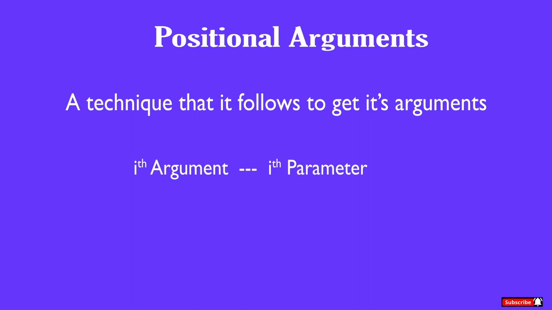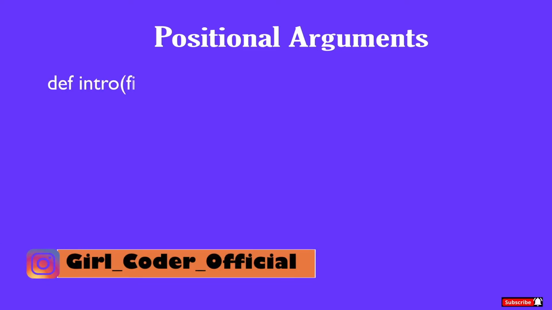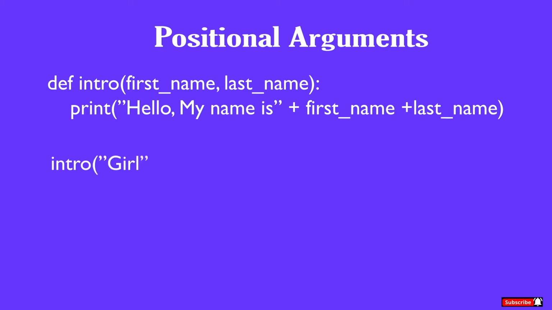We use positional arguments in many social occasions, like saying our first name and last name while introducing ourselves. Let us write a simple program in which the computer introduces its first name and last name. I am creating a function called intro with two parameters, first name and last name, and I'm trying to print them. Now I'm calling this function giving two arguments. My computer's name is Girl Coder, so I give the arguments as Girl Coder.